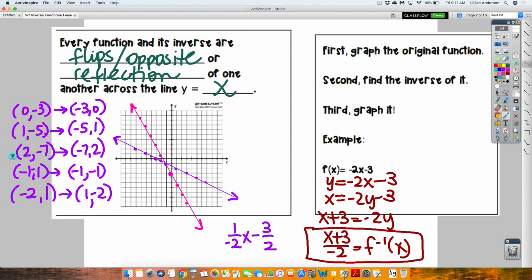Now, I'm going to draw this line so that everybody can see the reflection. y equals x is a line that has a slope of 1 and a y-intercept of 0.